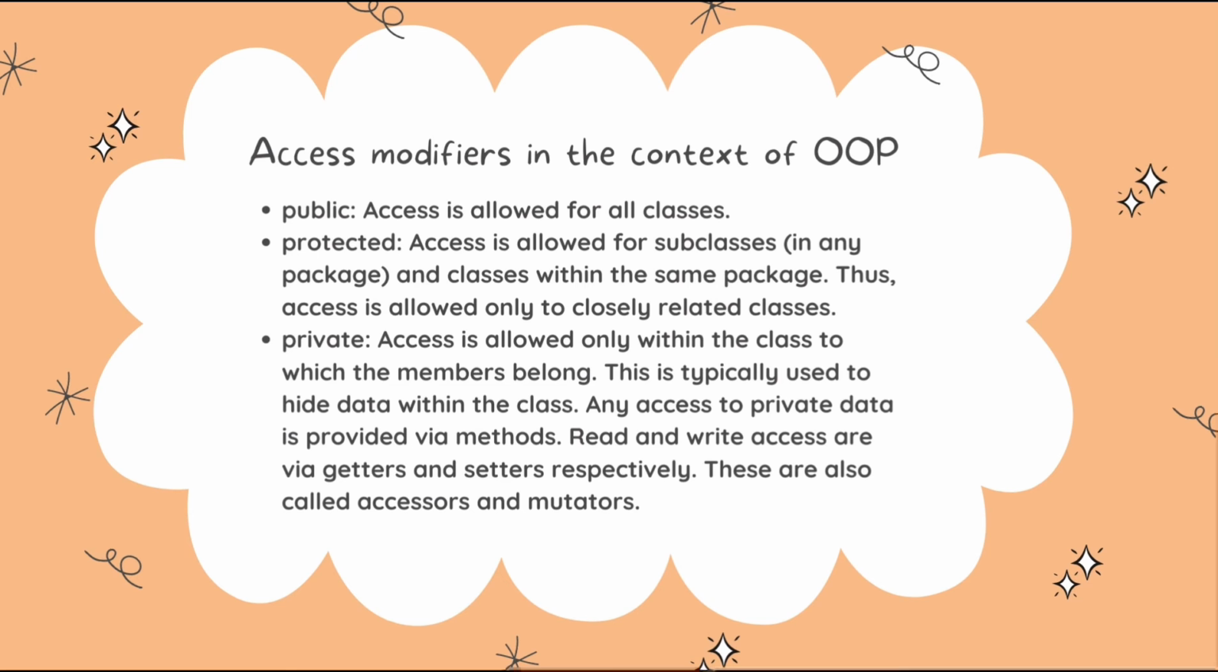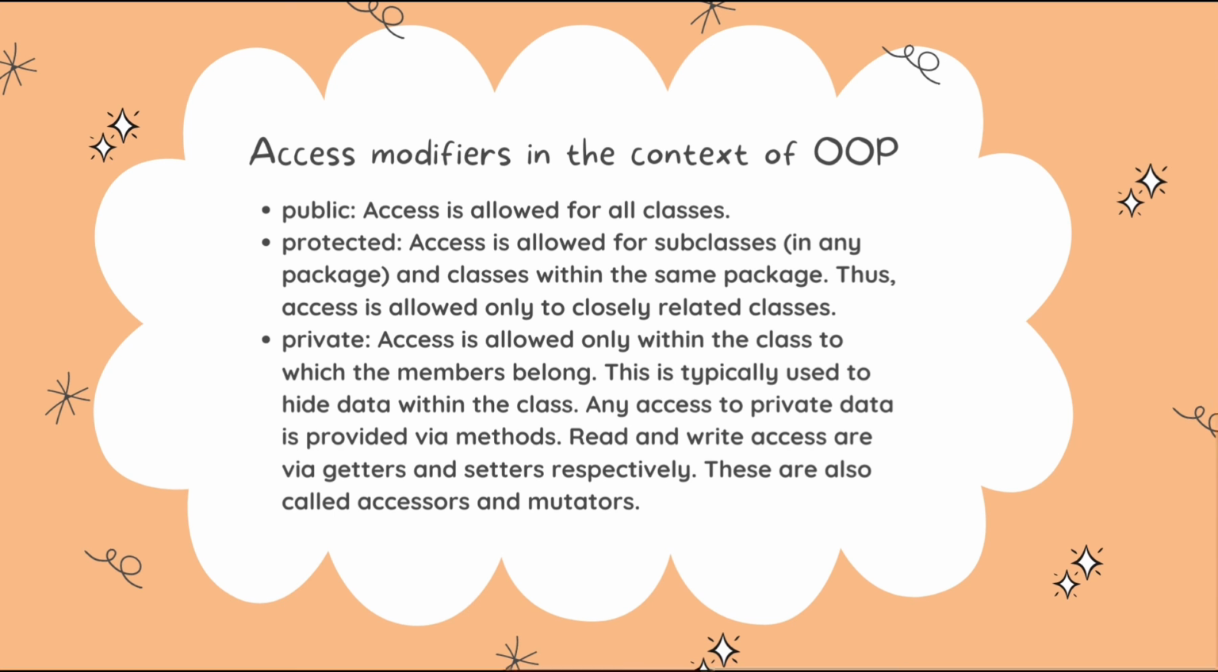Access modifiers in the context of OOP. Public: access allowed for all classes. Protected: access allowed for subclasses in any package and classes within the same package. Thus, access is allowed only to closely related classes. Private: access only within the class to which the members belong.